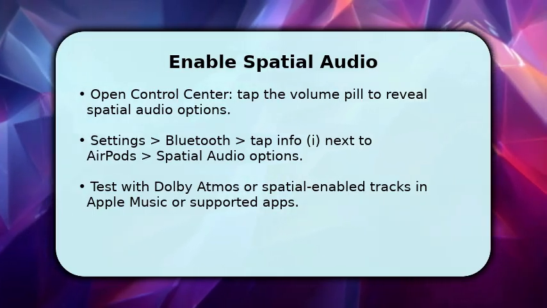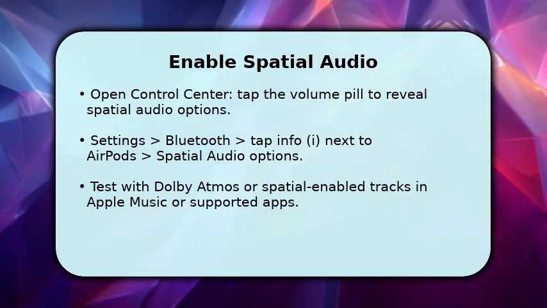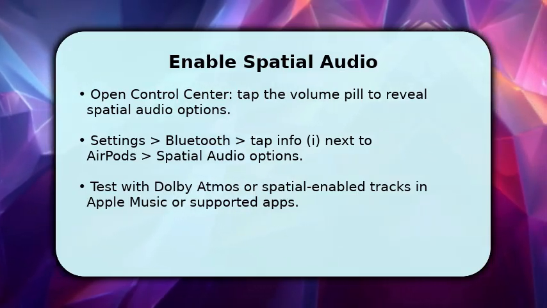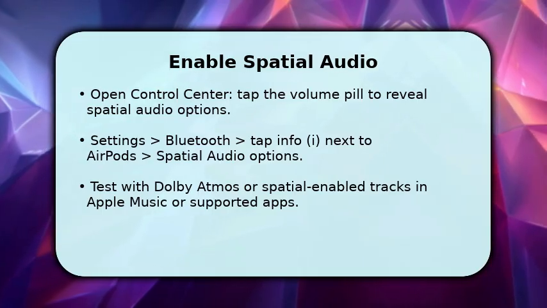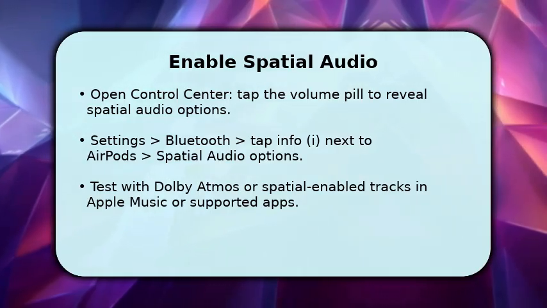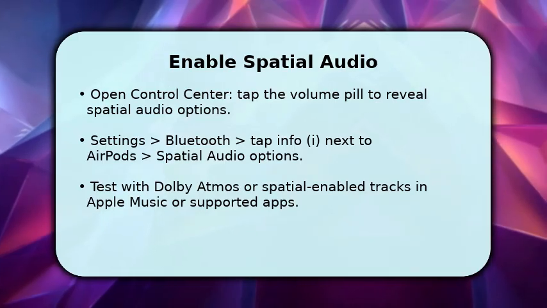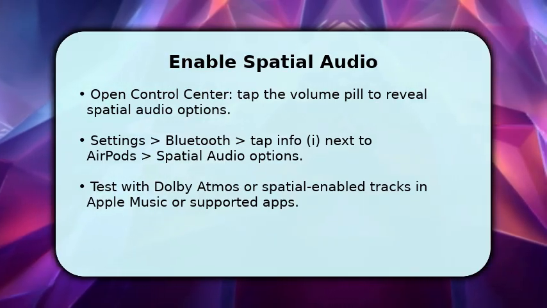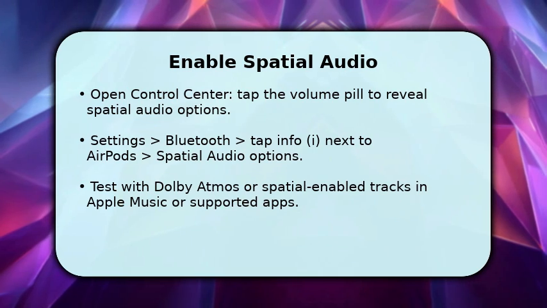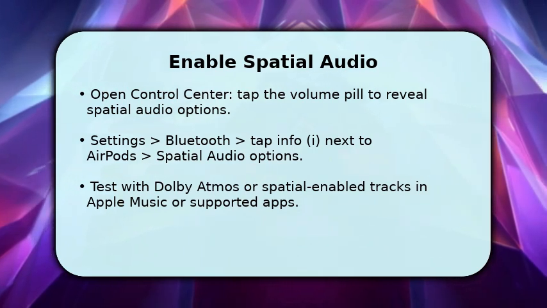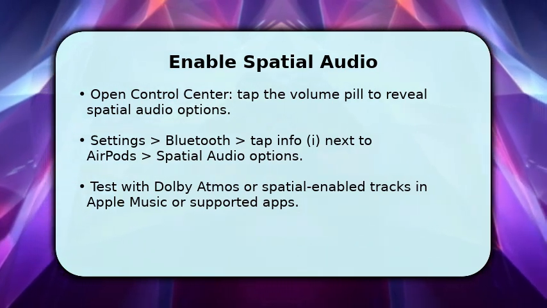For more options, go to Settings, Bluetooth, tap the info icon next to your AirPods, and choose Automatic, Head Tracked, or Off. Automatic uses device motion to optimize sound. Head Tracked locks audio to the device orientation. Once selected, test with a Dolby Atmos track in Apple Music to hear the difference.